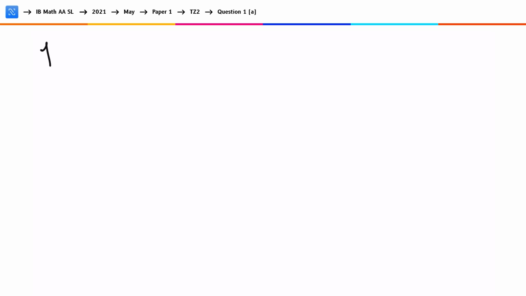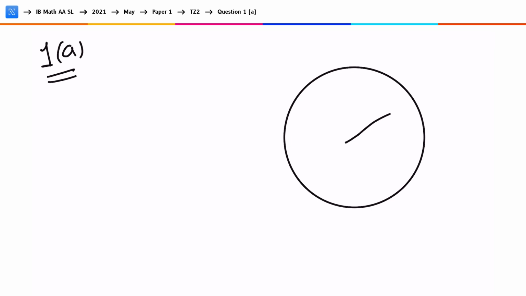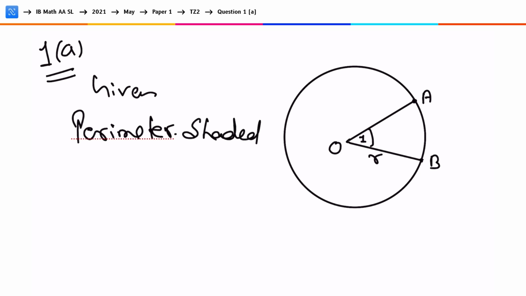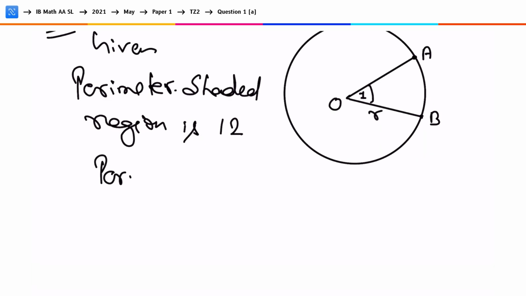Question 1, Part A. We are given a graph. We have point A, point B, and a value of 1. We also have point O and a radius r. We are given that the perimeter of the shaded region is 12. We need to find r.